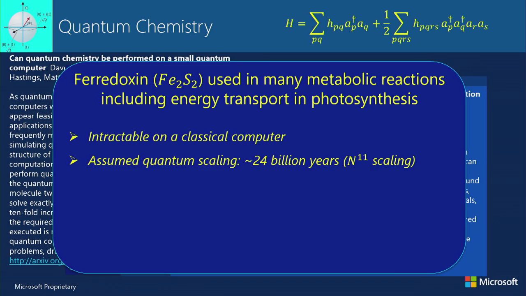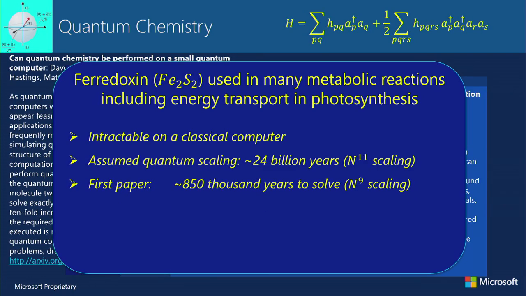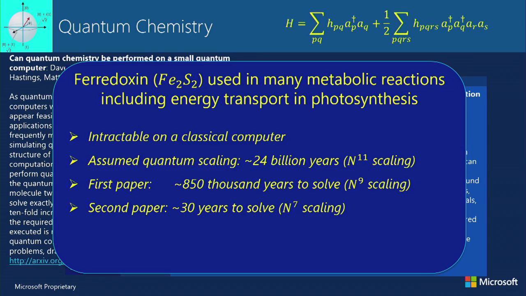I can't sell quantum computing on that, but that's really where accepted scaling was. In the first paper, we said, okay, there are a lot of things people are assuming wrong, and we look at it carefully. You'll see that it's more like 850,000 years. Well, it's a little better. I mean, I'm not going to be around for that, but it was better. In the second paper, we got it down to 30 years. Now that's in human scale. That's good, but still we're not going to wait around for Deep Thought to give us answers.